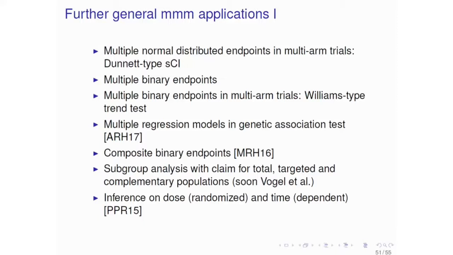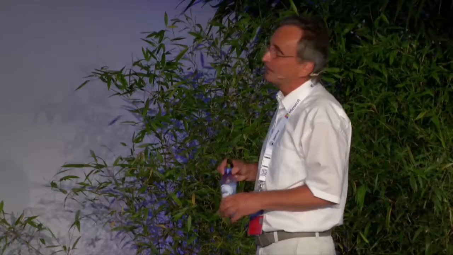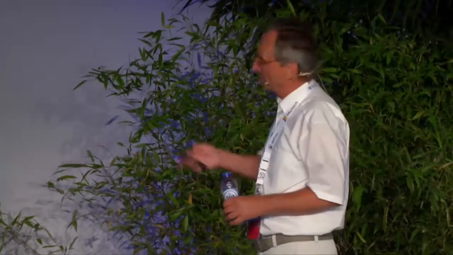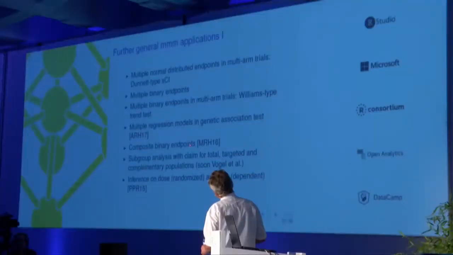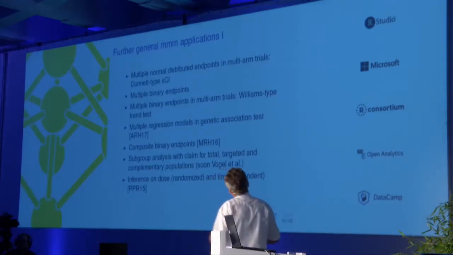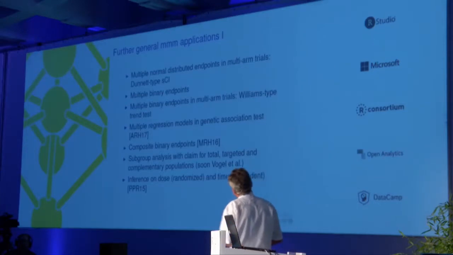This is a generalization of the Cochran-Armitage test. We can, of course, use it for each mode of inheritance, recessive, additive, dominant, or whatever you have, or not only the 3-1, you can formulate models, transformations, take the maximum. Disadvantage is it takes some computing time, not for a genome-wide association study of 1 million SNPs. We can use it for composite binary endpoints, subgroup analysis where you claim total targeted and complementary simultaneously, which is interesting for some users, will be soon.